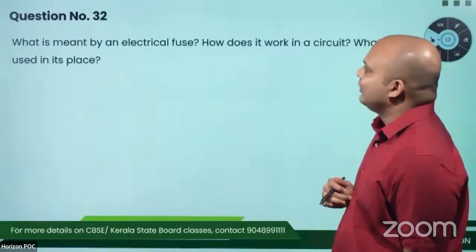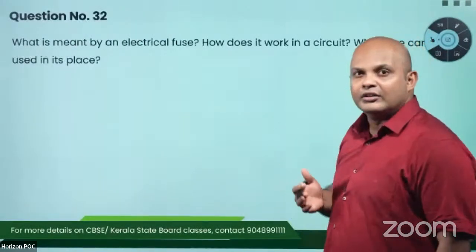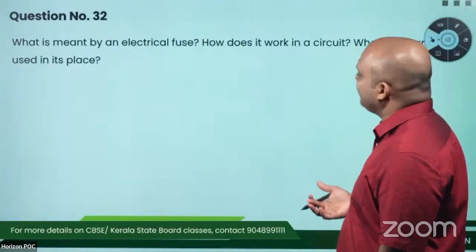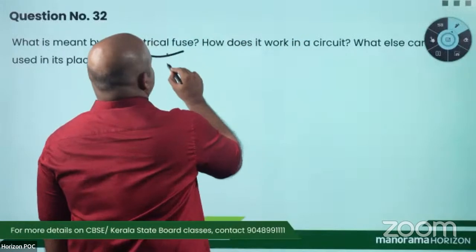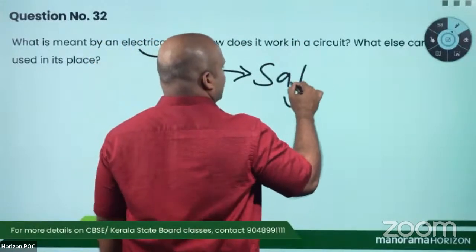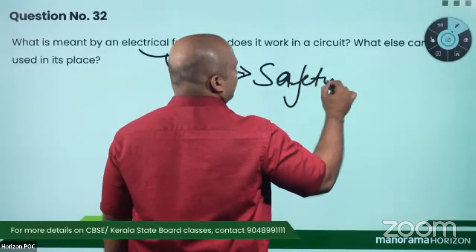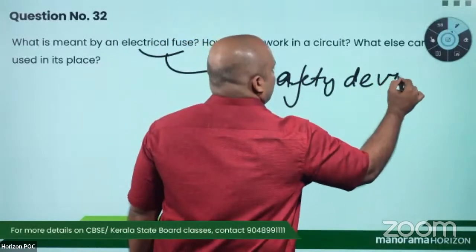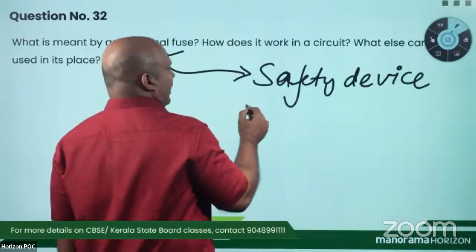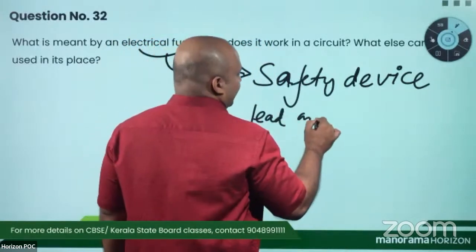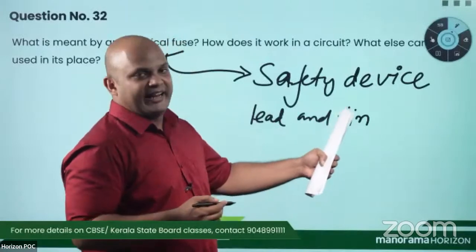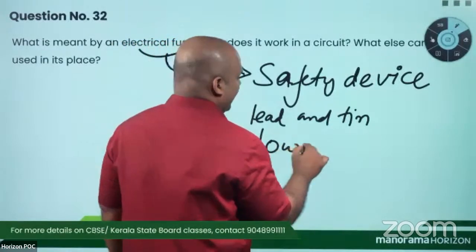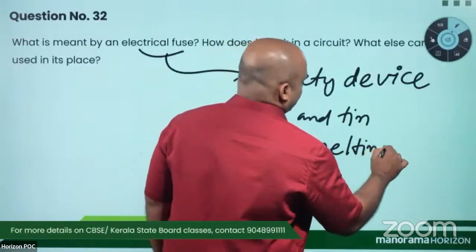Okay, moving on. What is meant by an electrical fuse? How does it work in a circuit? What else can be used in its place? So first and foremost, an electrical fuse is a safety device. This is the first keyword you have to put into your answer. It is a safety device. It is made of an alloy of lead and tin. It is simply a wire that is made from an alloy of lead and tin and has a low melting point.